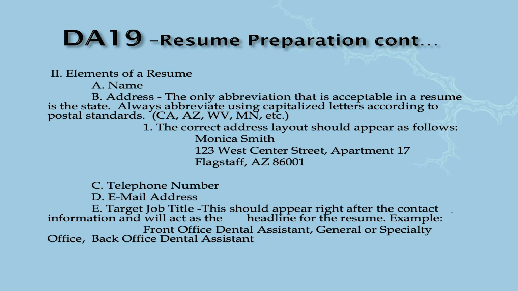So the correct address layout should appear as your name, John Smith. The next line should include your physical address, for instance, the street name and any apartment. For example, 223 East Center Boulevard, apartment 23. The next line should be the city and the state and the zip code. Phoenix, Arizona. Arizona can be abbreviated AZ and then your zip code.